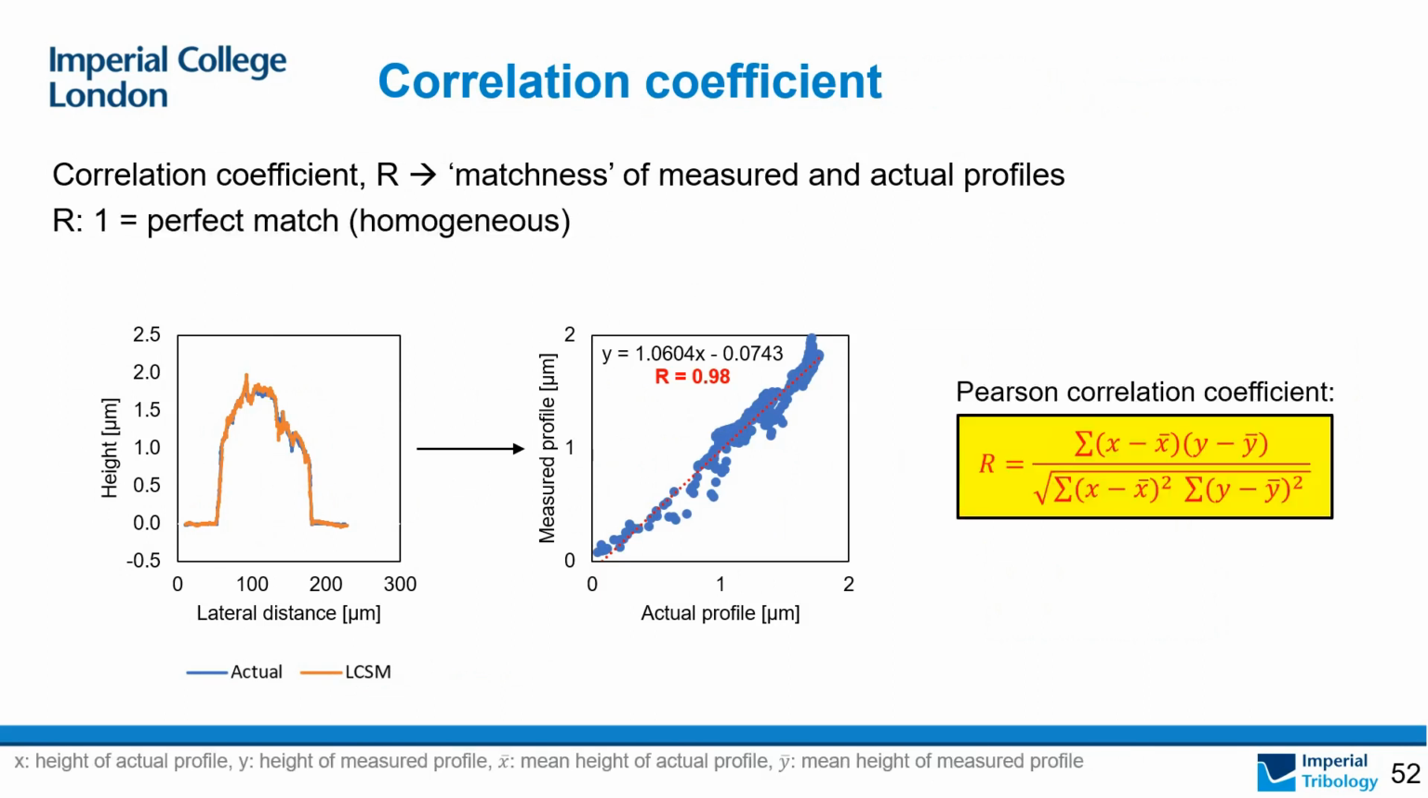Now, to quantify how good the measured profiles match the actual profile, we plot the measured profile against the actual profile and calculate the correlation coefficient R. And if the two profiles have a perfect match, we should see all data points line perfectly along the fitted straight line. And R should be equal to 1 in this case. And this also indicates that the refractive index within the film is homogeneous. However, if the two profiles have a poor match, we should see data points scattered along the fitted line. And R should be closer to 0 this time. In this case, the film is inhomogeneous internally.